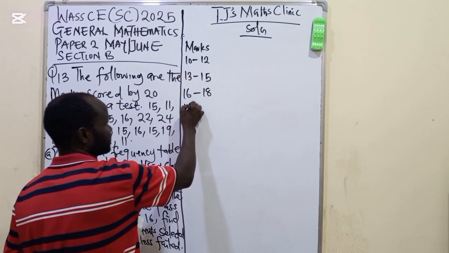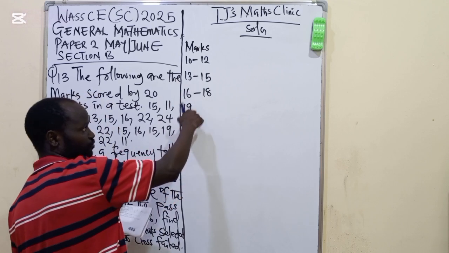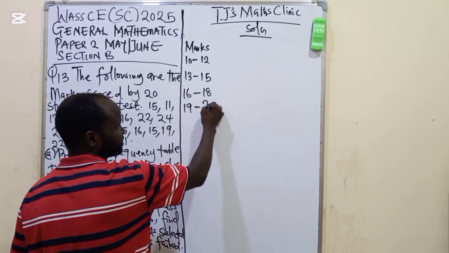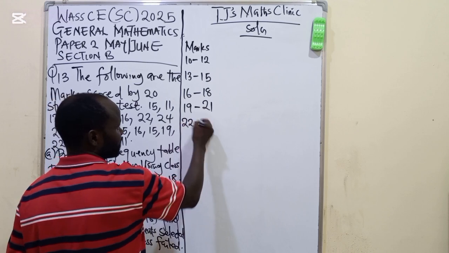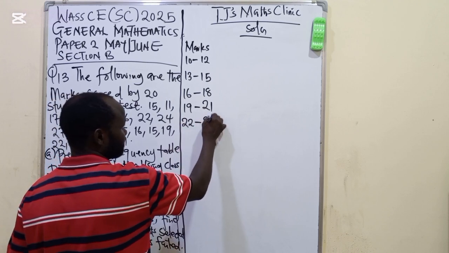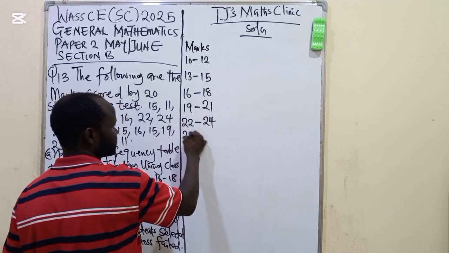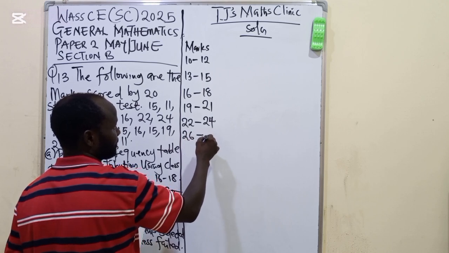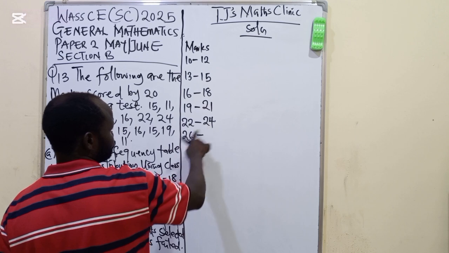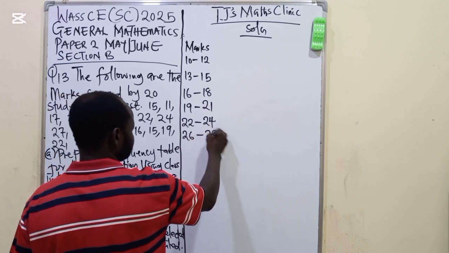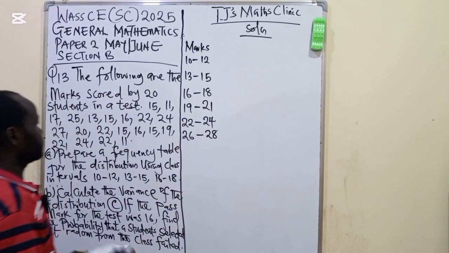Next, of course, will be 19. Then add 2 to 19, that will be 21. Next, of course, will be 22. Add 2, 24. Next will be 26. Let's check 26 now. You realize that the gap is 2, add 2, that will be 28. Very important. Okay, let's check.